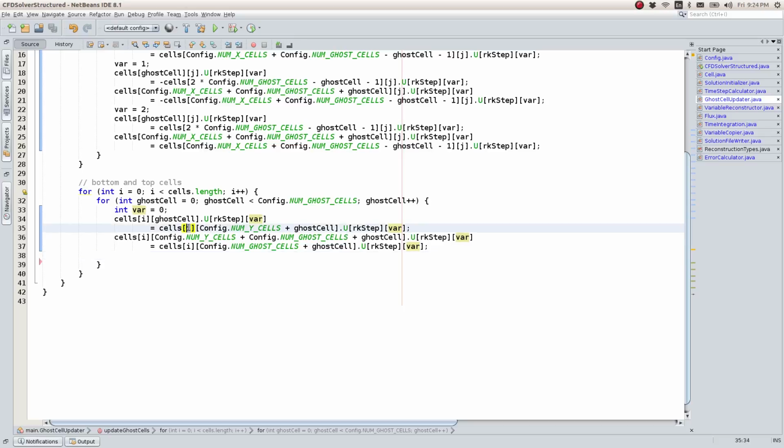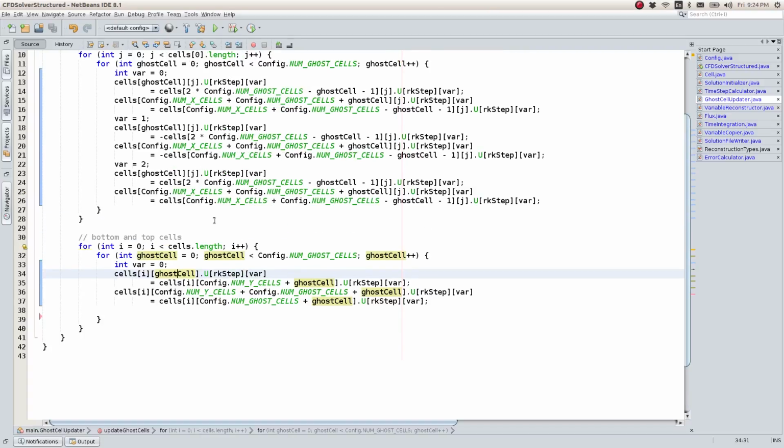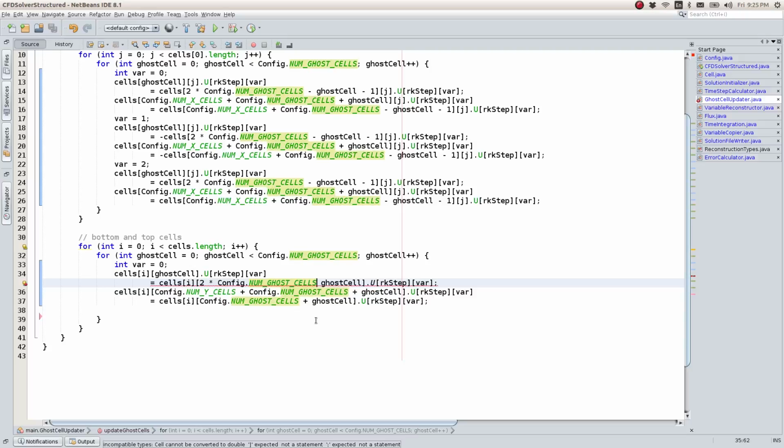So here I is going to be the same. So J has to change here, and will change very identical to what we have done here. So it's going to be 2 times number of ghost cells. So instead of this, we will have 2 times number of ghost cells, minus ghost cell minus 1.